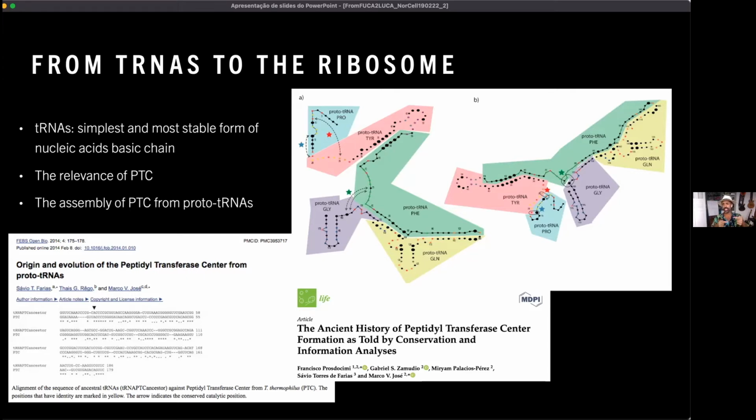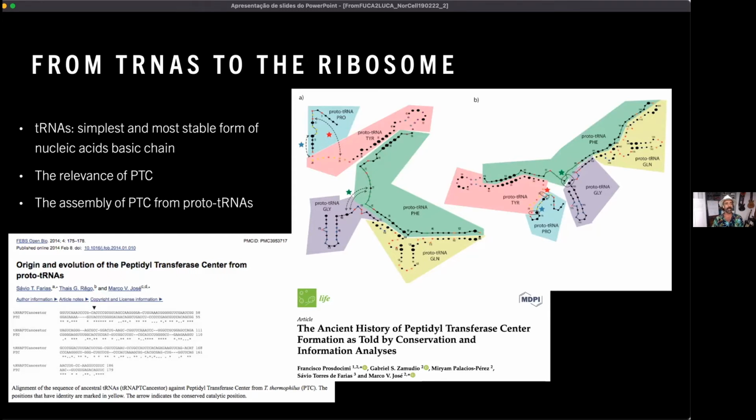And then he concatenated those proto-tRNAs, and he blasted them against the BLAST database. And what did he find? Incredibly, he found out that a couple of those proto-tRNA concatemers were very similar to the PTC, the peptidyltransferase center. What's the peptidyltransferase center? It is the catalytic center of the ribosome, okay?